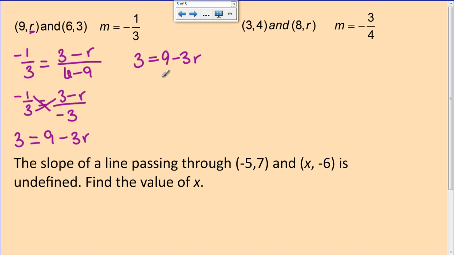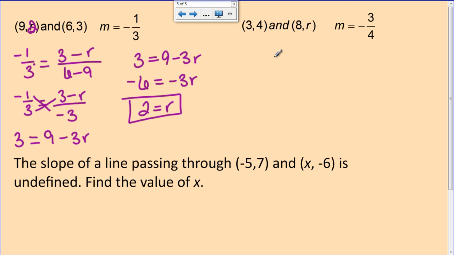I'm going to solve this for r, so I'm going to subtract 9 from both sides. So I have negative 6 equals negative 3r, and then I'm going to divide both sides by negative 3, and I'm going to get that 2 equals r. So the value that goes here is a 2. And if I take these and plug them in and find the slope between these 2 points, it should be negative 1/3. So let's practice that again.